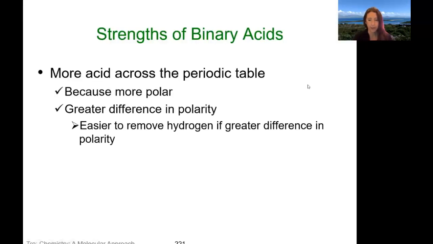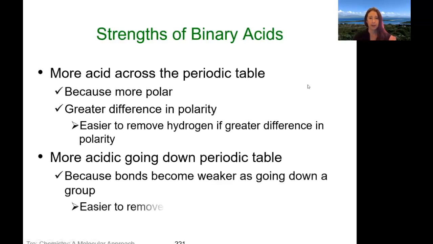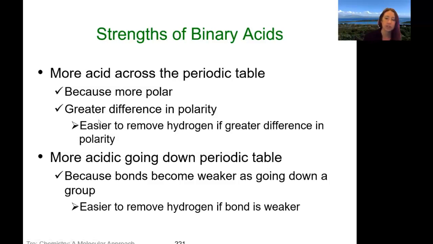Okay, so again, when we're talking about binary acids, meaning hydrogen and something else, they are more acidic as you go across the periodic table because of the polarity. So the greater the difference in polarity, the easier it is to take off that hydrogen. More acidic as you go down the periodic table because the bonds are weaker. Weaker bonds, easier to split. Okay, so those are binary acids.